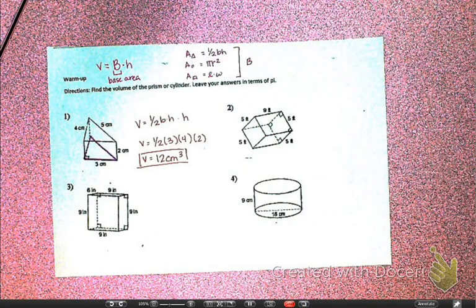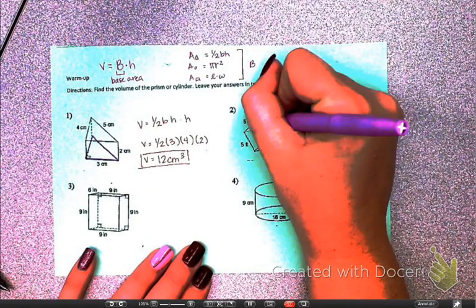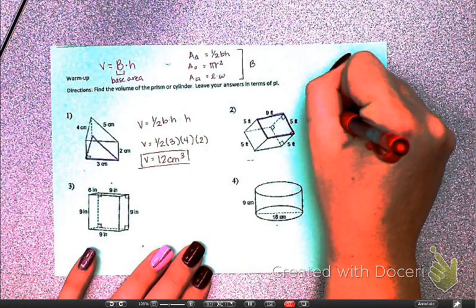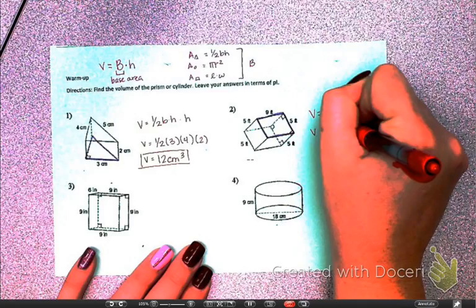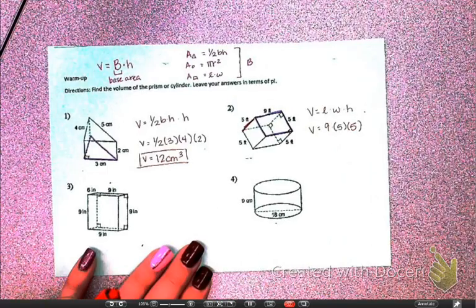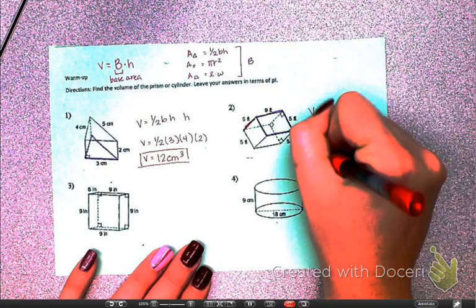Number 2. What shape is the base of this figure? You can look at it as a square or a rectangle. Doesn't matter. If you look at it as a rectangle, you would be talking about this piece here. For volume, it's length times width times the height. What's the length and the width of that rectangle? 9 and 5. And then the height of the whole thing would be this one, which is 5. 225 feet cubed.